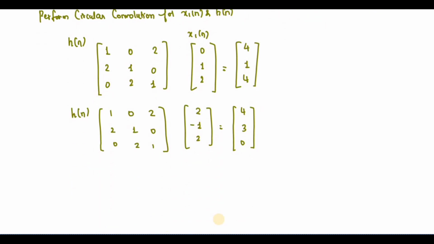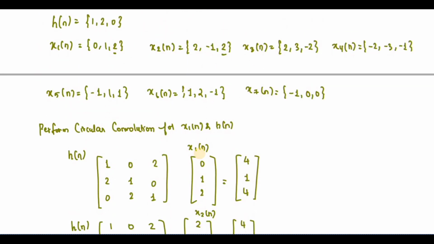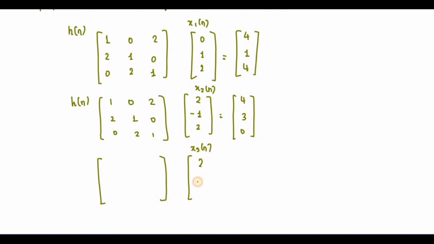Again, you have to multiply this h of n with x. This is your x2 of n and this is your x3 of n. So what is x3 of n? x3 of n is 2, 3 and minus 2. So since this is your h of n, if I multiply, I will get 2 minus 4 is minus 2. Okay. Then 4 plus 3 is 7. Then 6 minus 2 is 4.